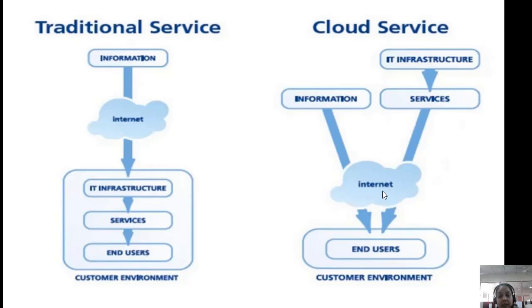On the other hand, if you talk about cloud services, the scenario changes. I have a properly maintained IT infrastructure, and inside that IT infrastructure, I have services. And along with the services, I have information. So whenever an end user accesses the internet, they are accessing two different things: one is the service and the second is the information.